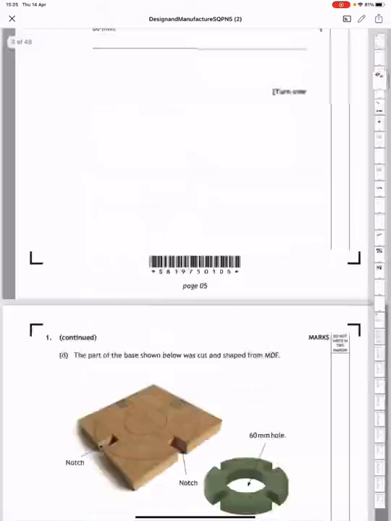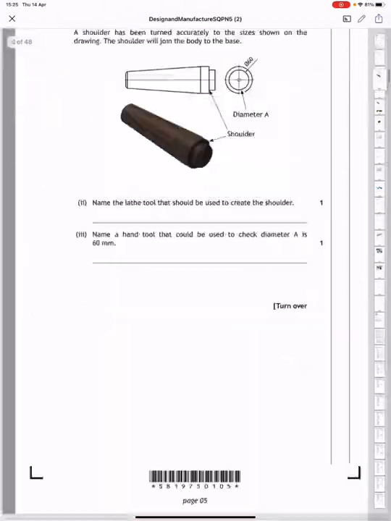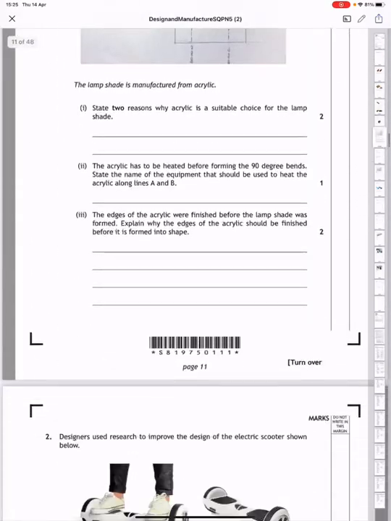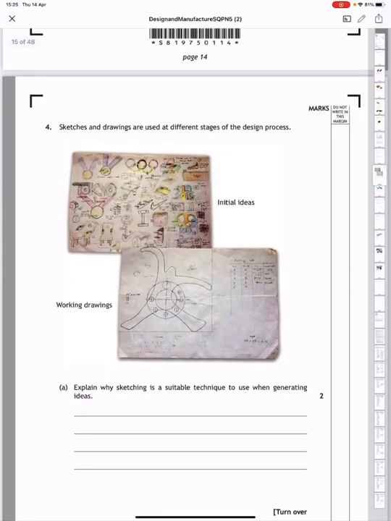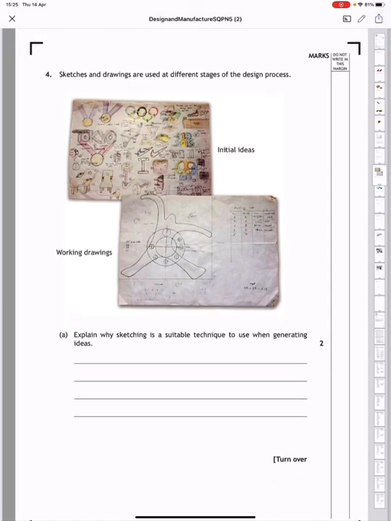In this question, this is specimen paper, question on graphics. Where is it? Here's question 4. It says sketches and drawings are used at different stages of the design process. So you've got initial ideas and you've got working drawings. Explain why sketching is a suitable technique to use when generating ideas. Okay, so this is sketching, which is obviously used extensively when generating initial ideas. So why would it be a good idea to use sketching at this stage in the design process?